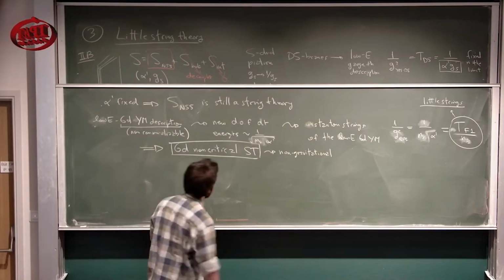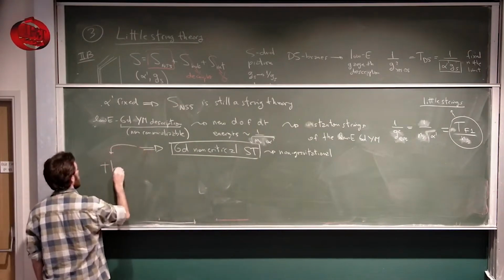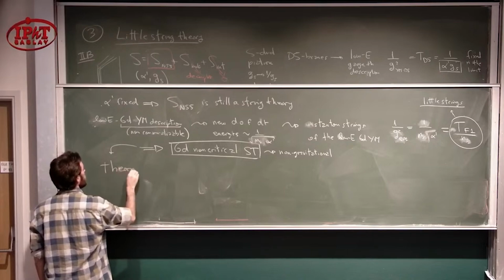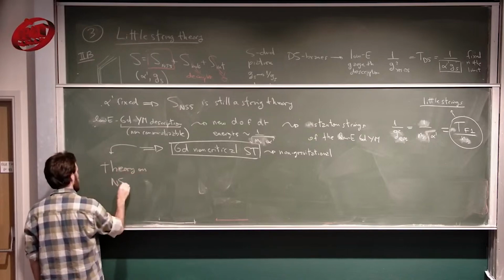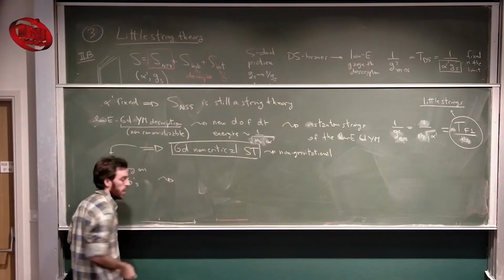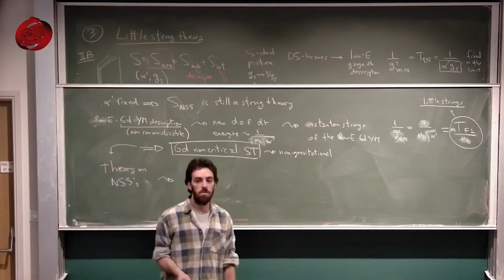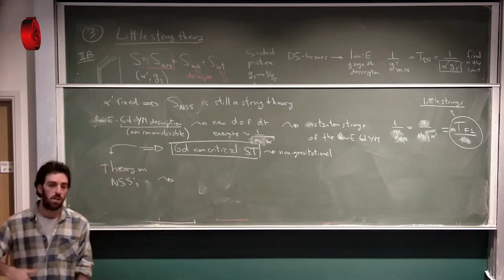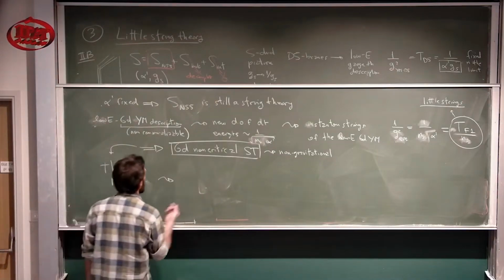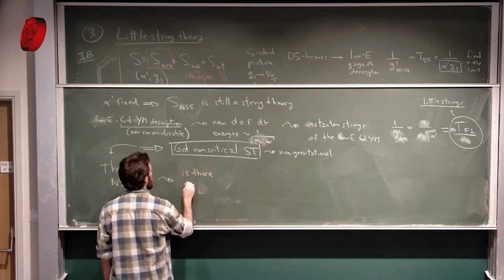And so, since this is a theory on the NS5, you can ask, as we do for theories on the branes, you can ask if this guy at large N and strong coupling has a holographic description?